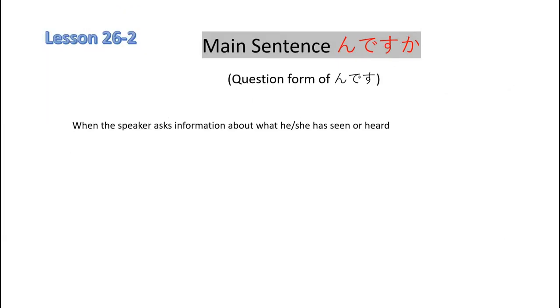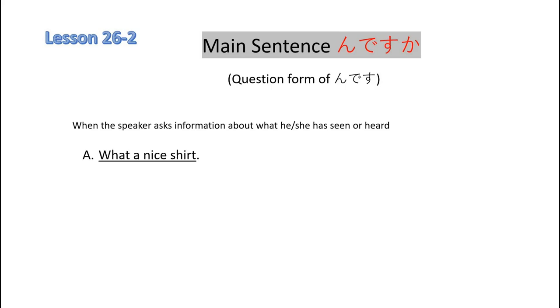Another use of the n desu ka pattern is when the speaker asks for information about what he or she has seen or heard. So he has heard or seen something and he wants to ask more information about it.